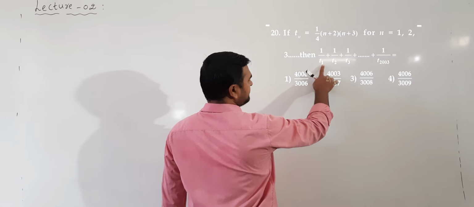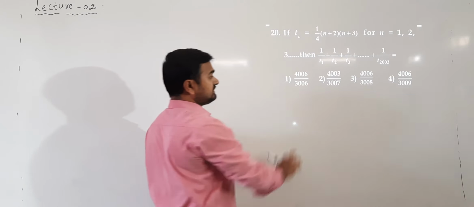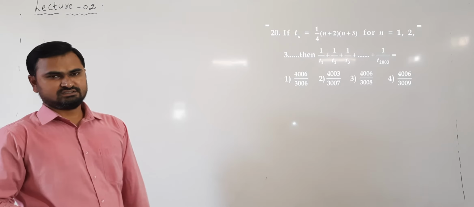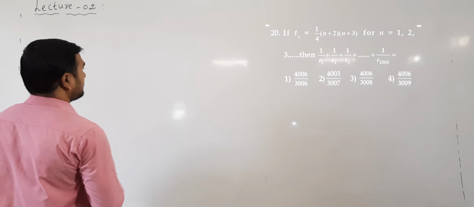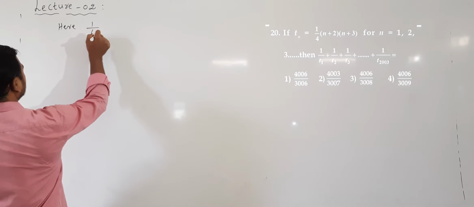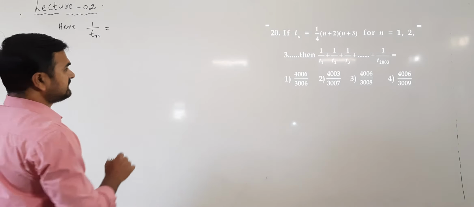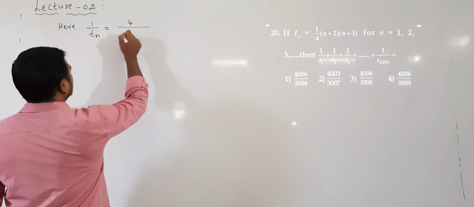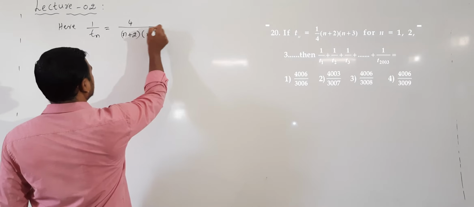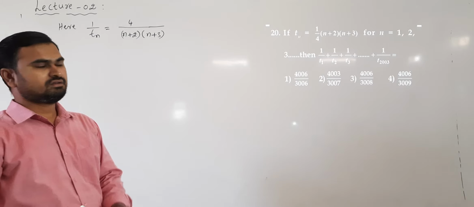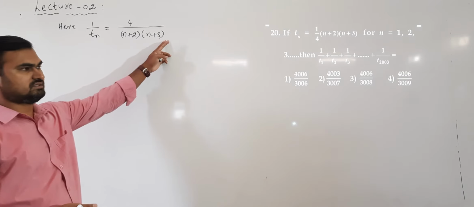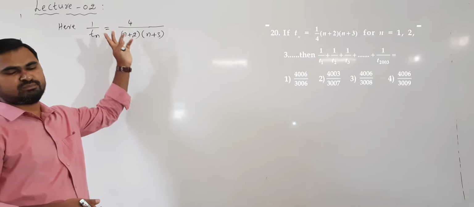If you observe the problem, we are having the reciprocal terms 1 by t1, 1 by t2, 1 by t3 up to 1 by t 2003. So let's take the reciprocal term given. Tn is given. So how can I get 1 by tn? 1 by tn can be written as 4 by n plus 2 into n plus 3. Now we have to simplify this 1 by tn.